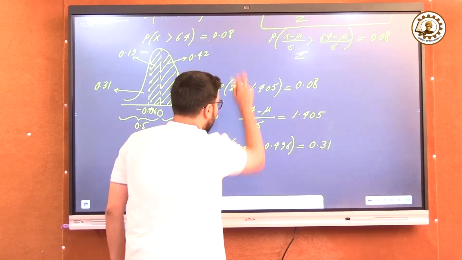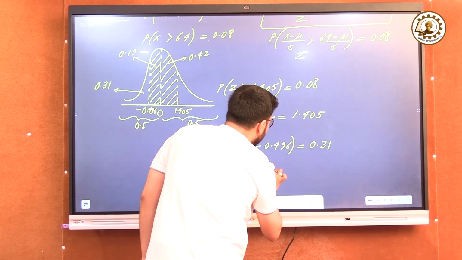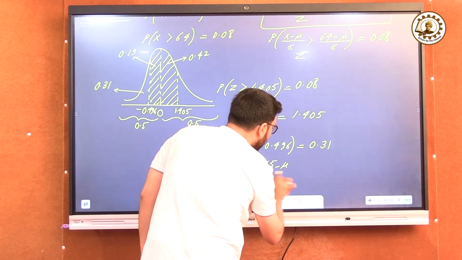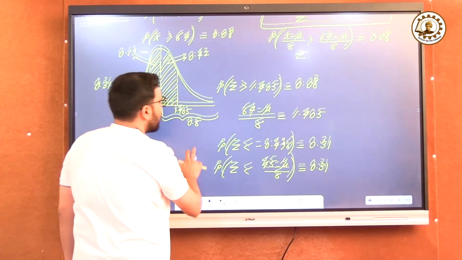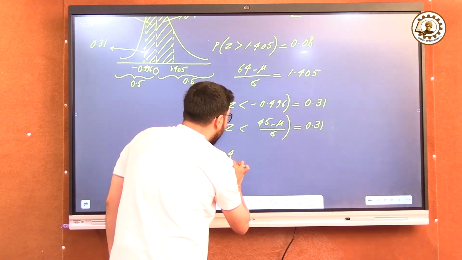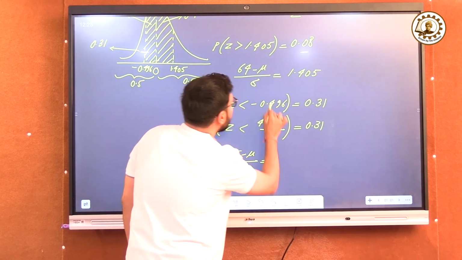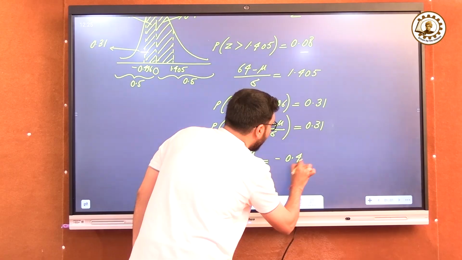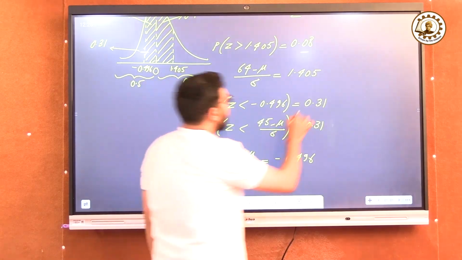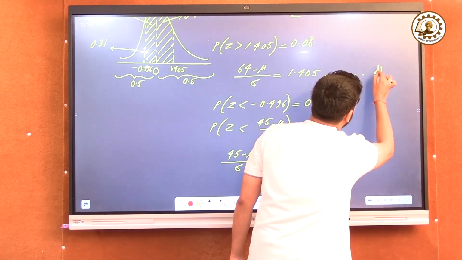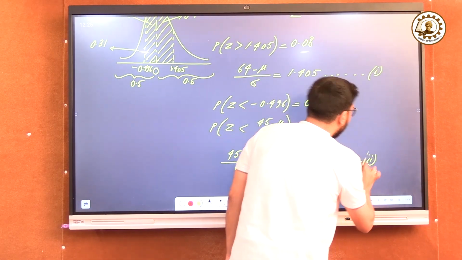Earlier we got Z less than (45 minus mu) by sigma as 0.31. So from here we can write (45 minus mu) by sigma as minus 0.496. Just comparing these two. Earlier we got this expression; I am taking this equation as 1 and the other one as 2.